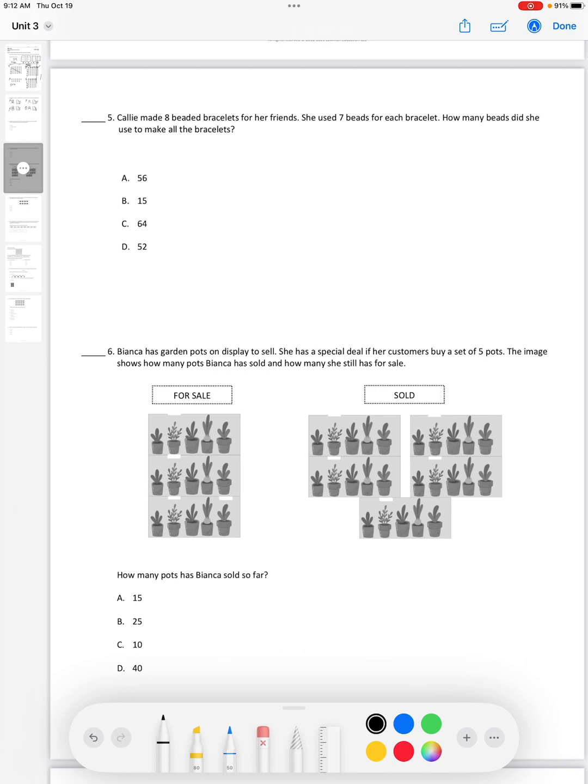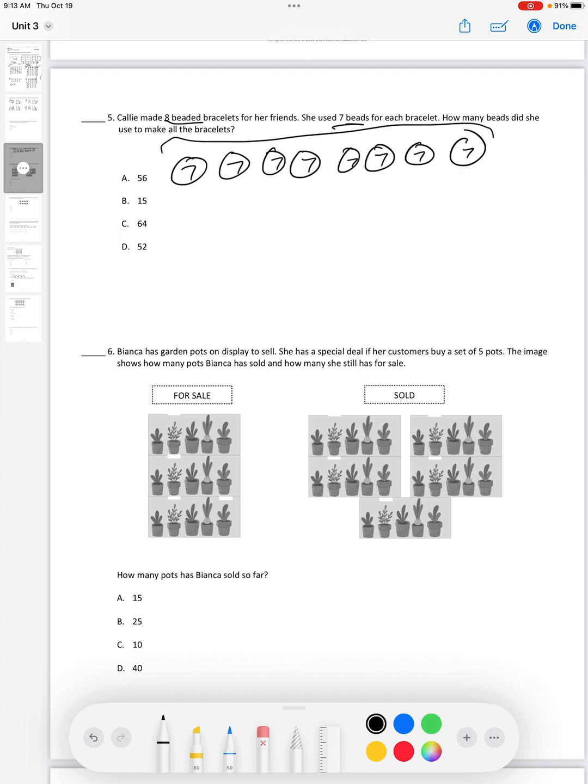I like to draw a model, some sort of picture for every word problem. So for this one, I'm going to start with 8 groups because it says she has 8 bracelets. Each group represents a bracelet. Then it says there are 7 beads in each bracelet.